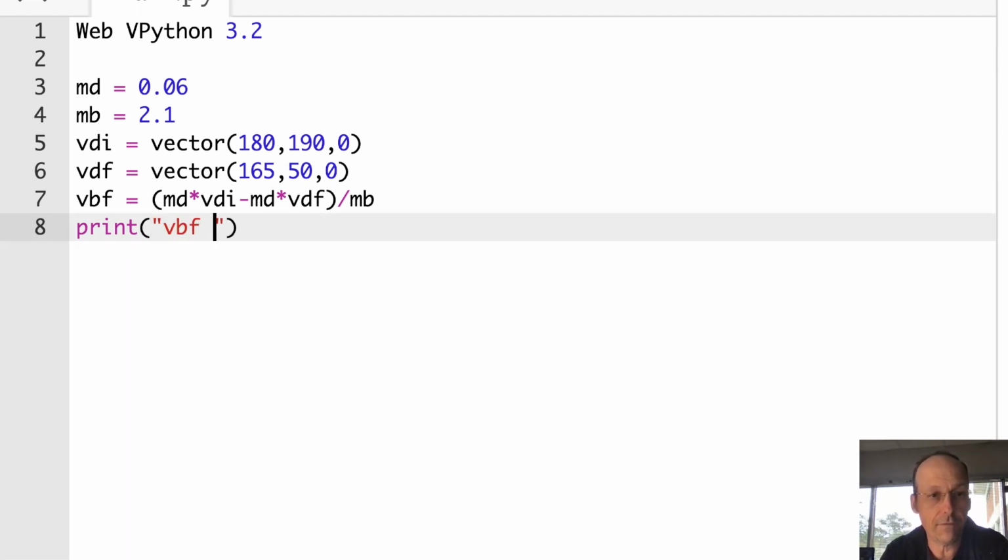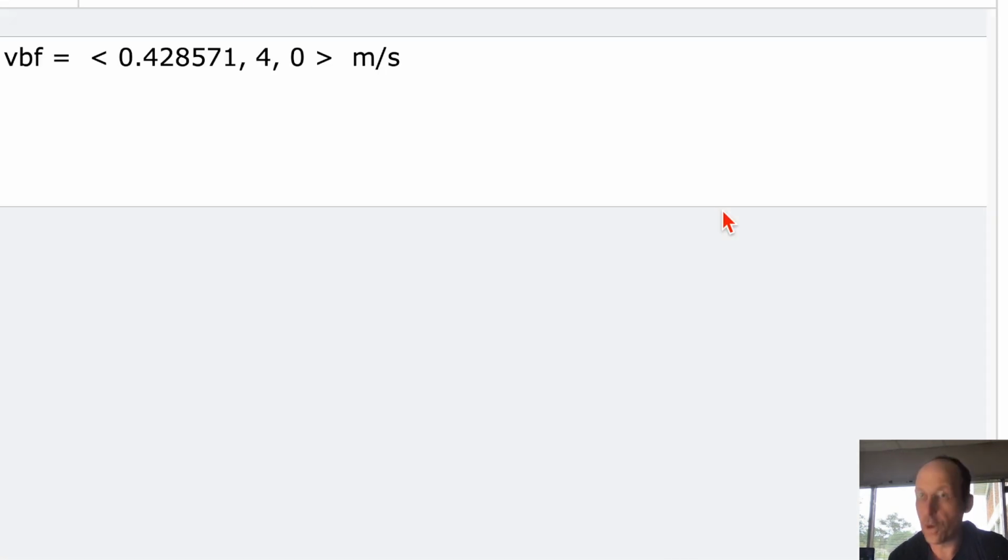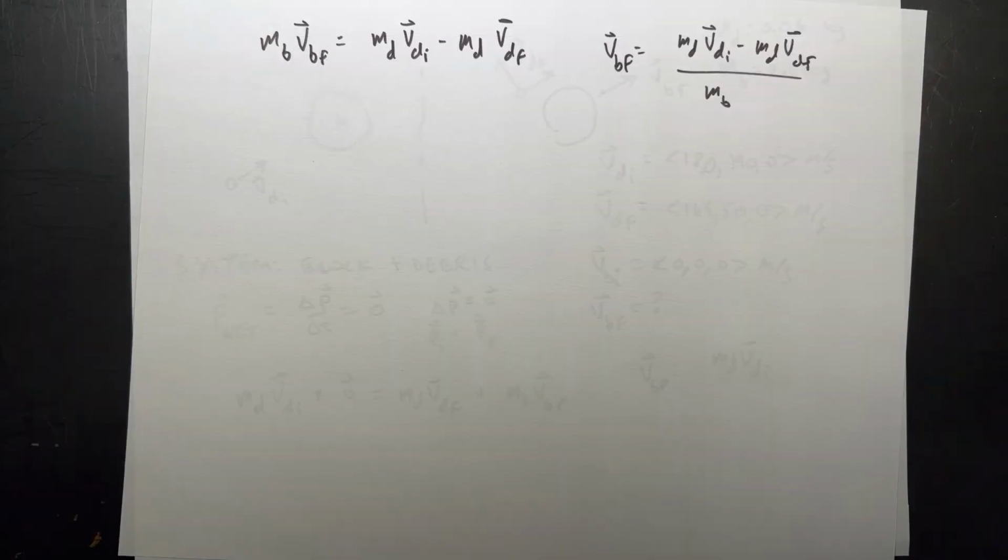Velocity of the block final is equal to VBF meters per second. And let's run that thing. Boom. There's your answer right there. That's the recoil speed of the block. We did half the problem. Okay, let's switch over to the second half of the problem, going back to the paper.